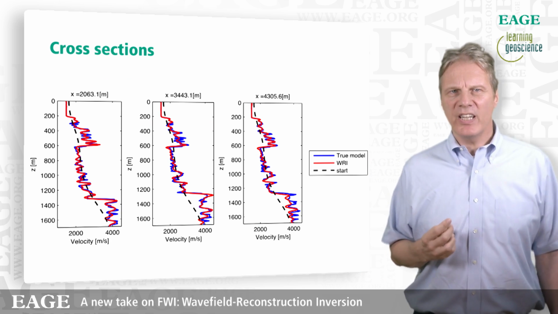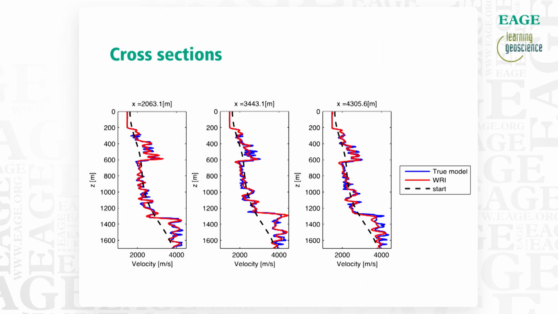This is a comparison here of the cross sections, and you can see that despite the fact that the initial model was quite poor, WRI is able to come up with very accurate inversion results at the different parts of the model.